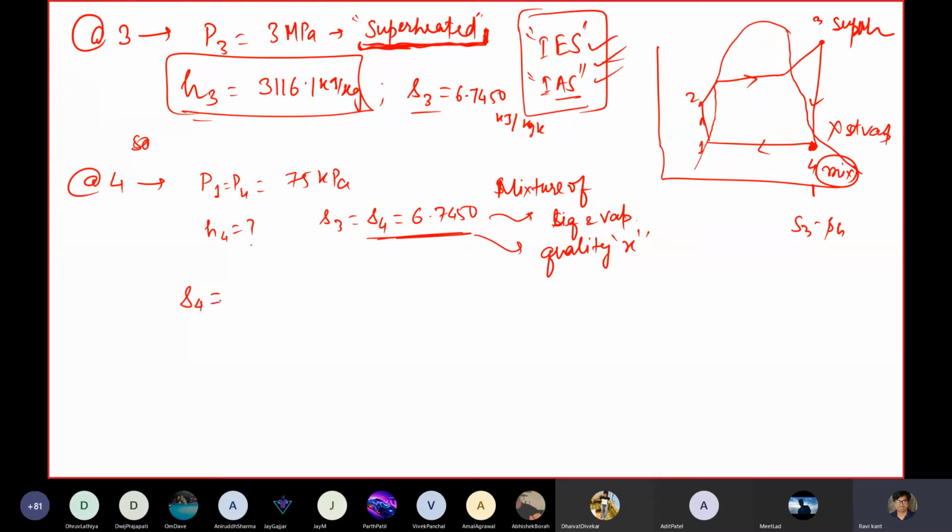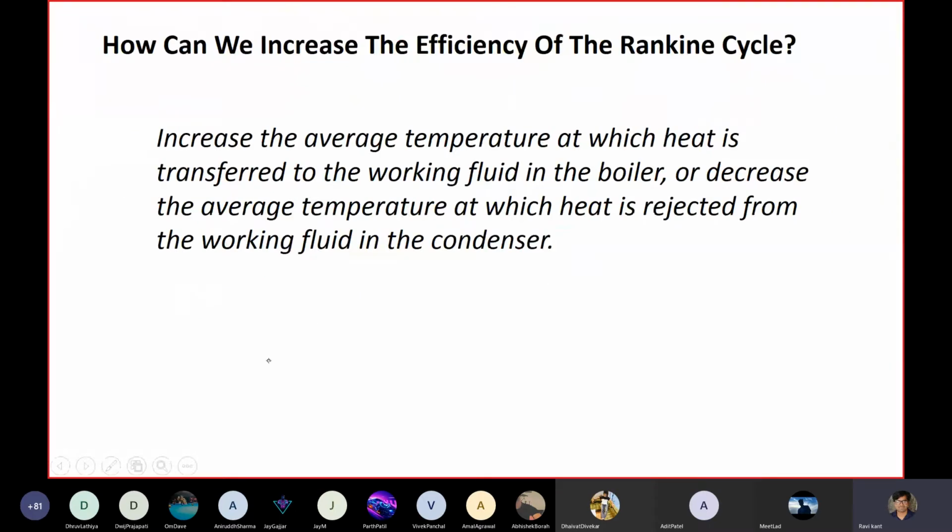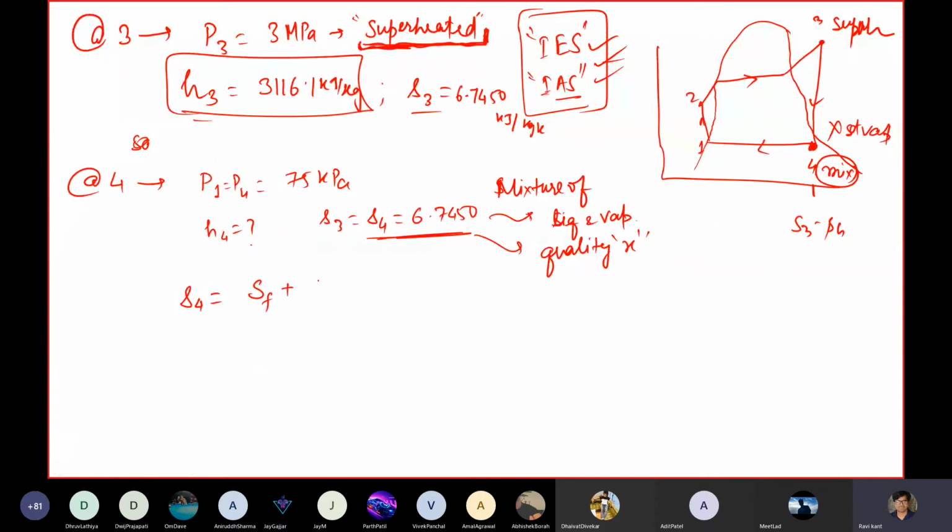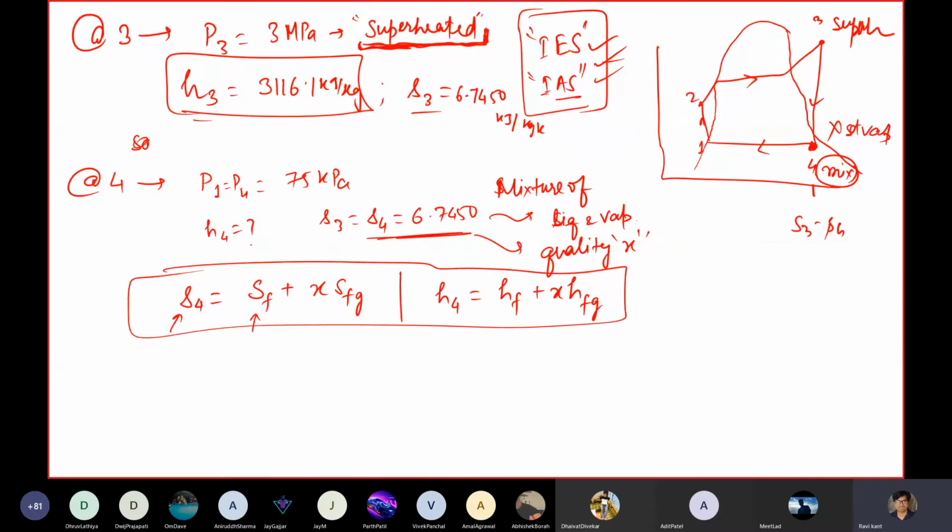So S4, can it be written as S_f plus X times S_fg? Remember, at any intermediate position it can be written in terms of the saturated liquid and vapor entropy, or with a similar formula we can calculate with H_f plus X H_fg. Remember these two formulas?